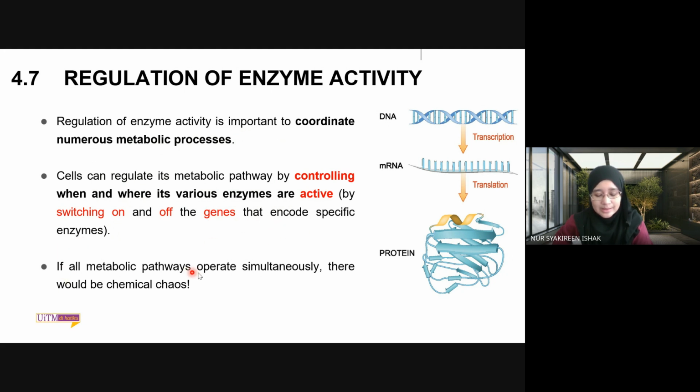If all metabolic pathways operate simultaneously, there would be chemical chaos. Our body, the organisms, are basically made up of cells. In order for an organism to function, the cells of that organism have to undergo many metabolic reactions inside the cell. These metabolic reactions, metabolic processes, all the chemical pathways that occur inside the cell, are catalyzed by many enzymes.